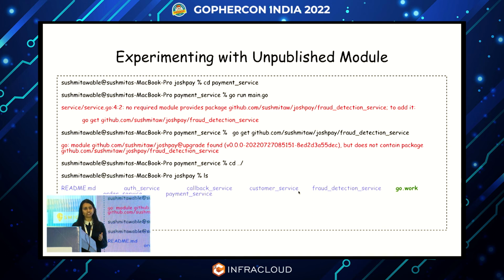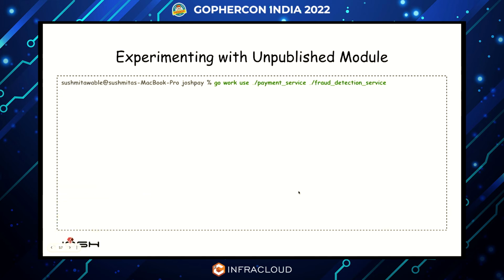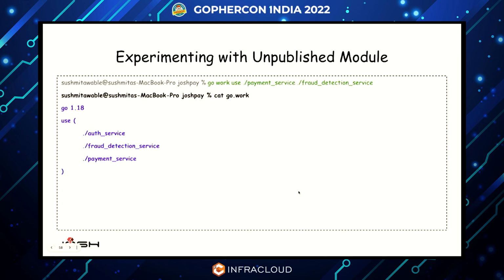Let's change the directory to the root again. Let's ls. We already have a go.work file. Let's add the fraud detection service to the workspace. Here we can see I use the command go work init, payment service, and the fraud detection service, but I do get an error that the go.work already exists, because we cannot have multiple go.work files in a single folder. So the command I use is go work use. I add the fraud detection service to my existing go.work file. As you can see, this has been added.